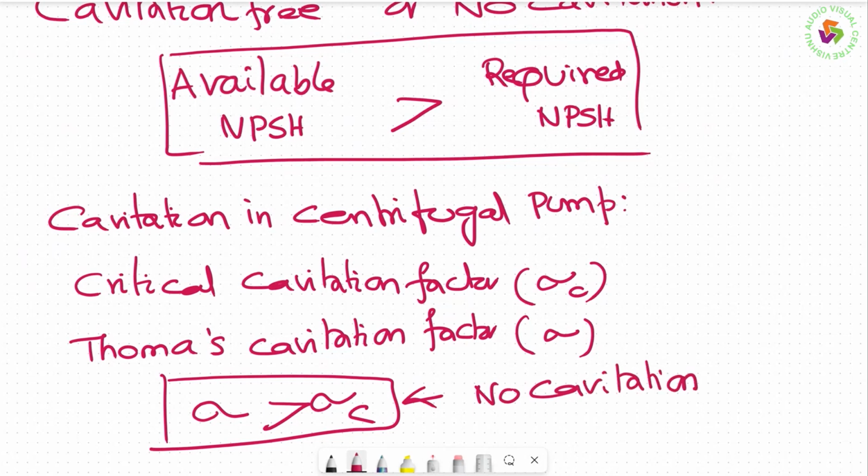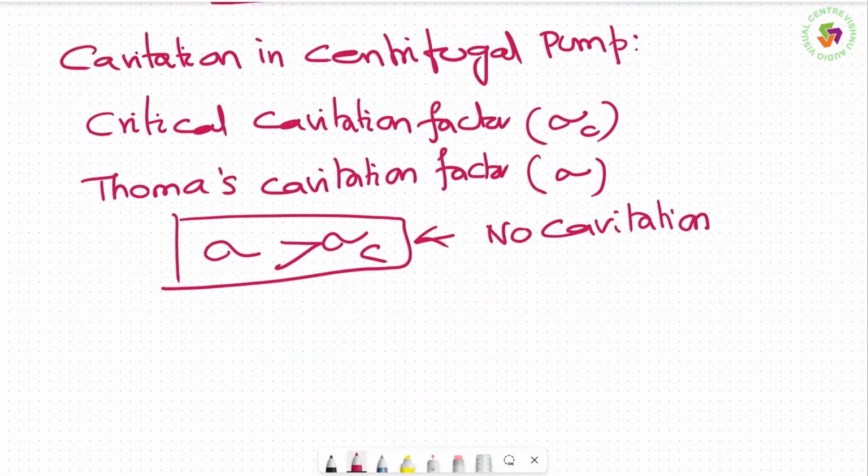And last time I mentioned that sigma is always obtained based on the conditions in the field at that time. Even in the turbines, we have given the equation for the Thoma cavitation factor, whereas the critical cavitation factor depends on the specific speed, and that equation we have given. So now here also I will give you both.